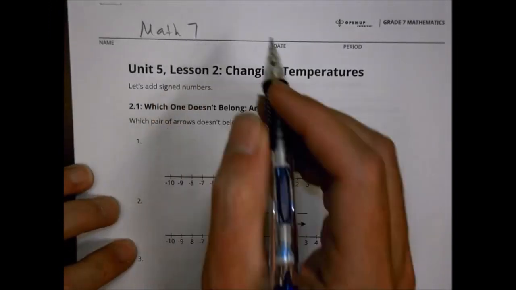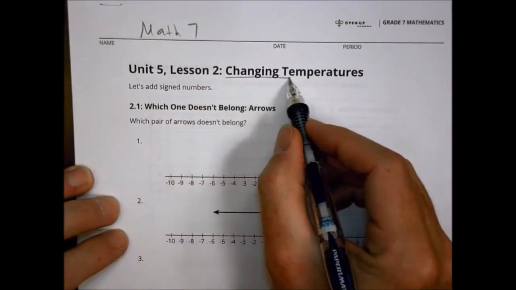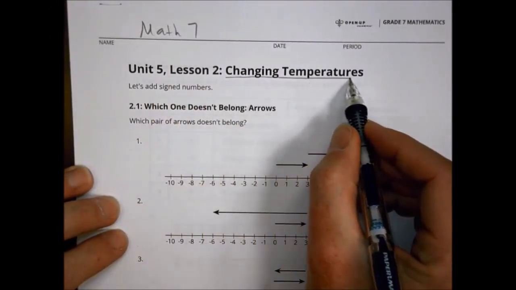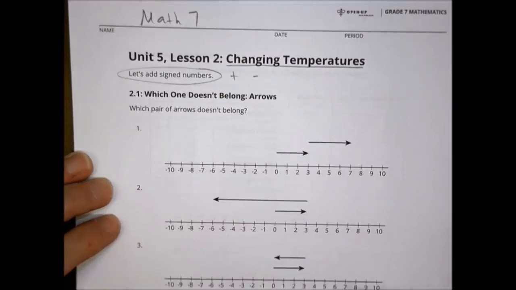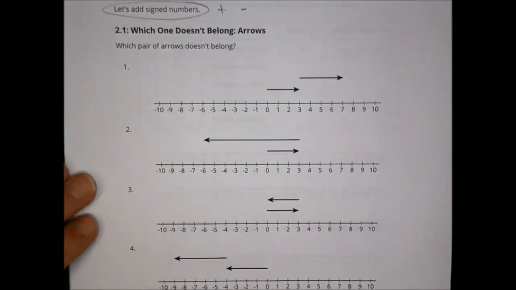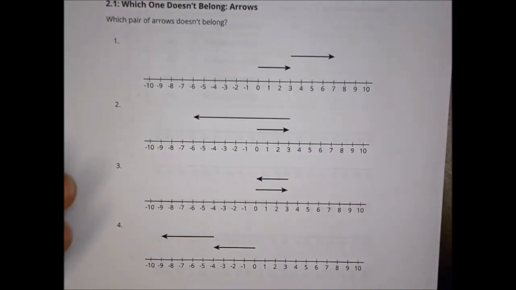Hey, this is Math 7, Unit 5, Lesson 2, talking today about changing temperatures, and we're going to be adding signed numbers. We're going to be adding positive and negative numbers today. And so we began first of all with a little activity that looked like this, and it said which one doesn't belong. Look at the arrows, which pair of arrows doesn't belong.